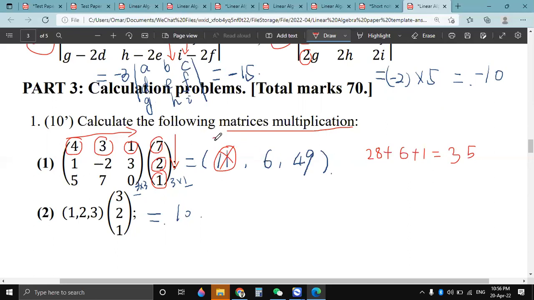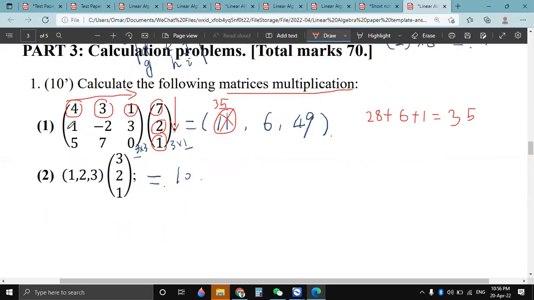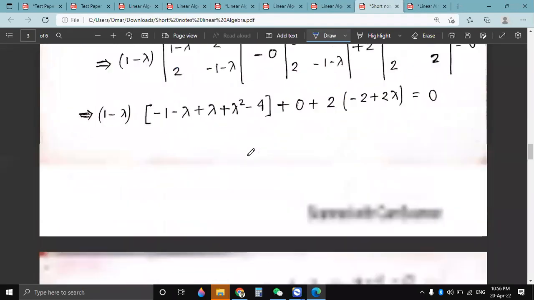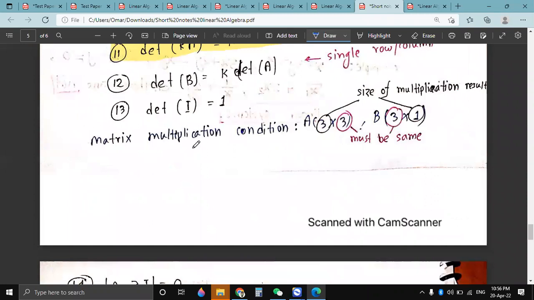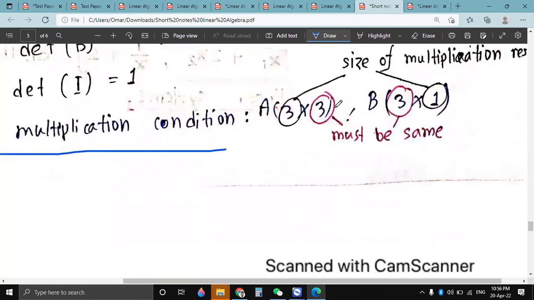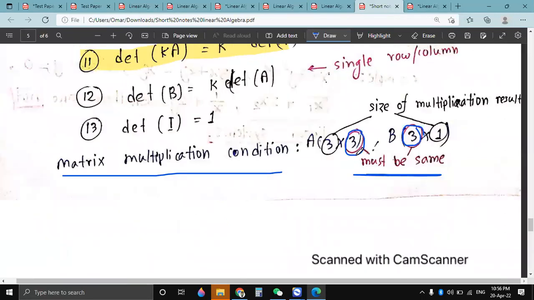Okay, so it will be 35. Okay, Laushi made a mistake here. For the second entries, for matrix multiplication there are two conditions. The first condition is that the number of columns of the first matrix and the number of rows of the second matrix must be the same. And the second condition is about the size of the result: it will be the number of rows of the first matrix by the number of columns of the second matrix.